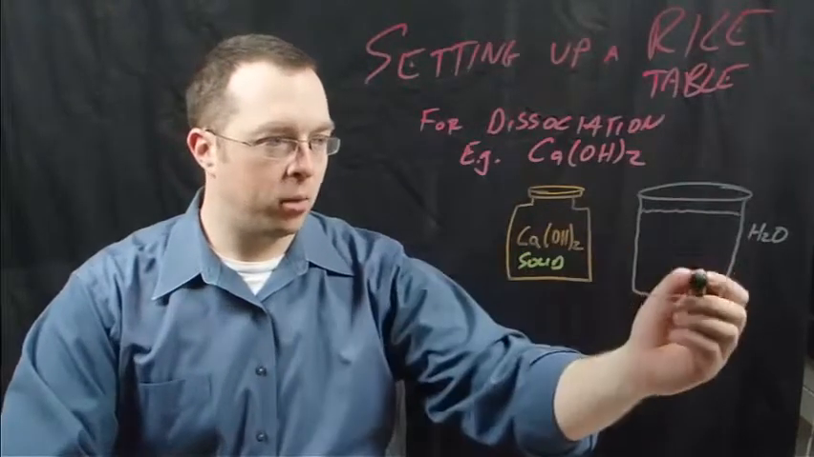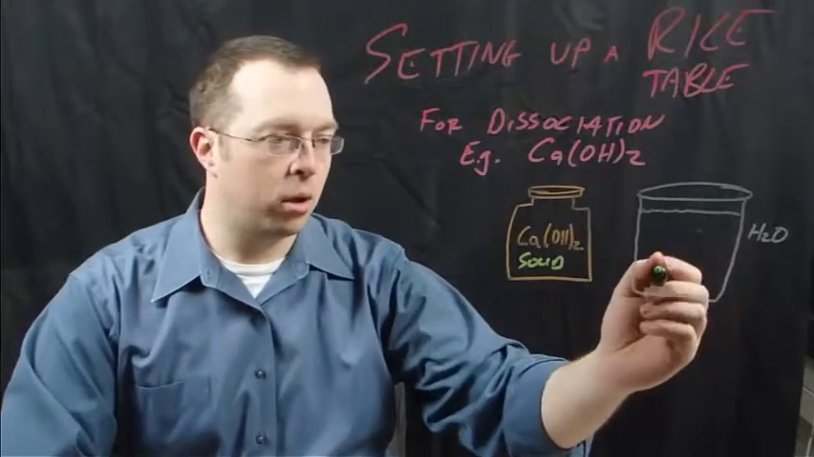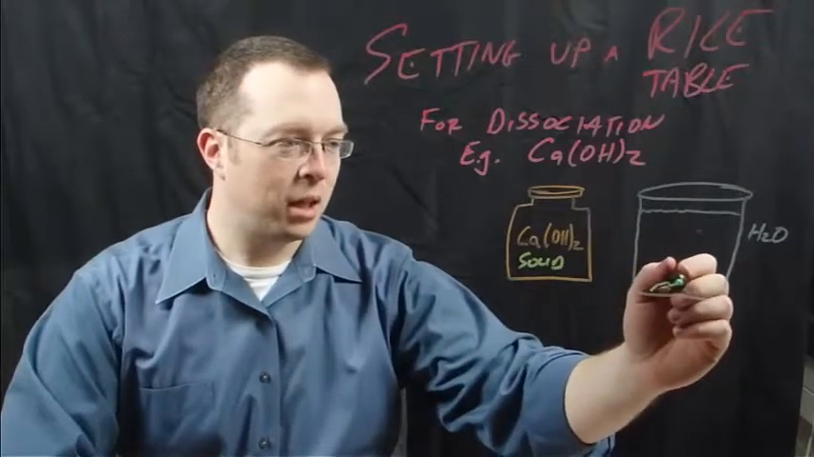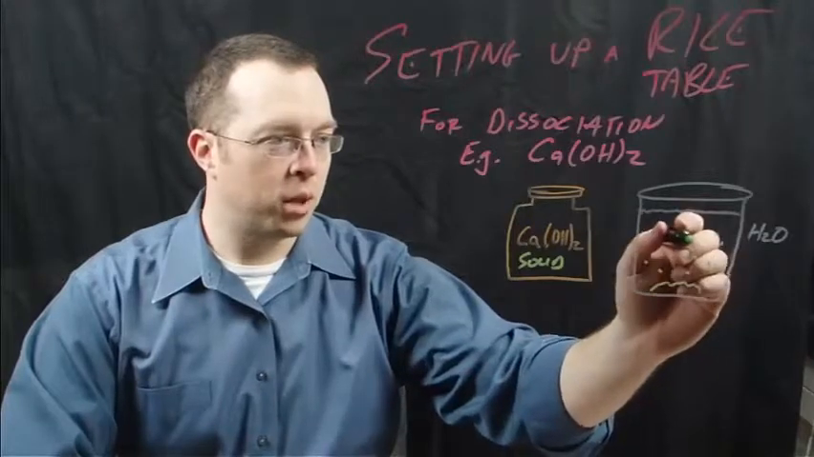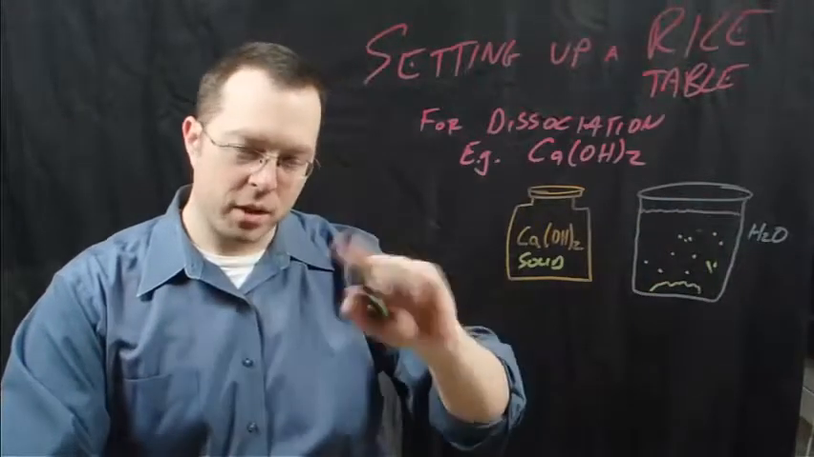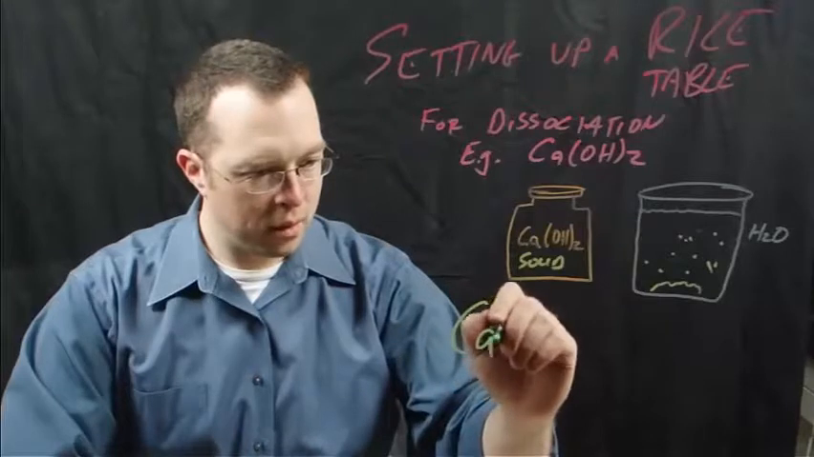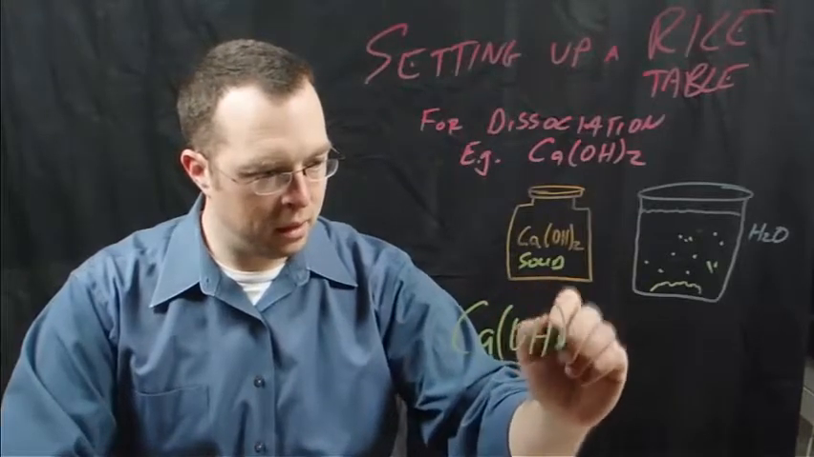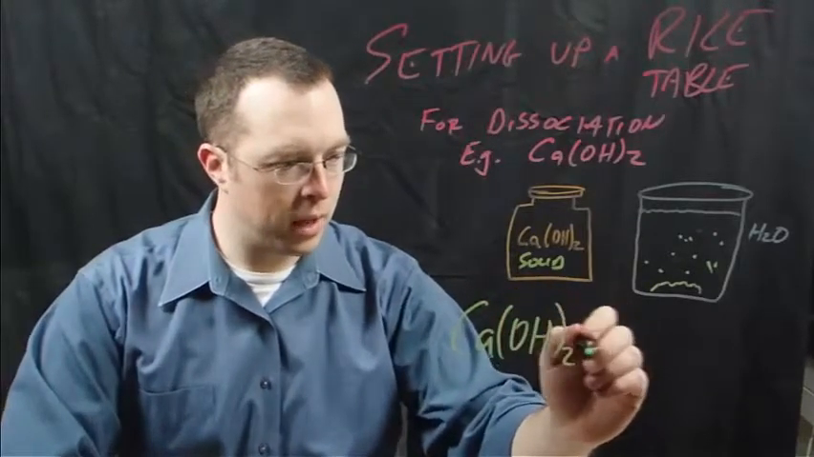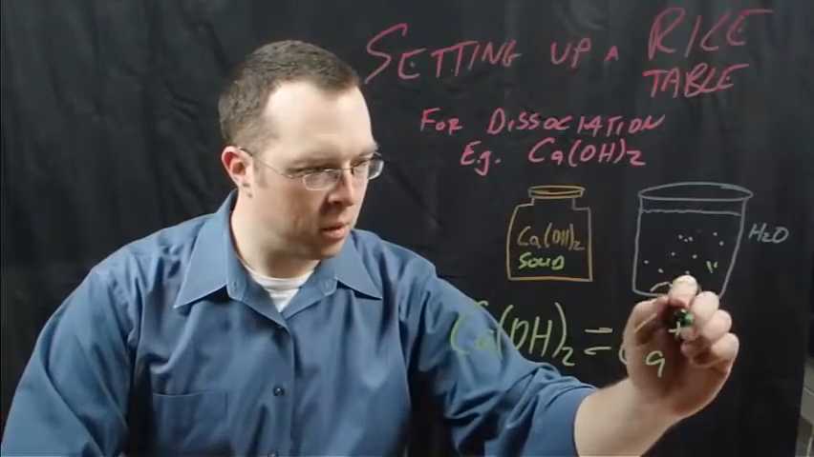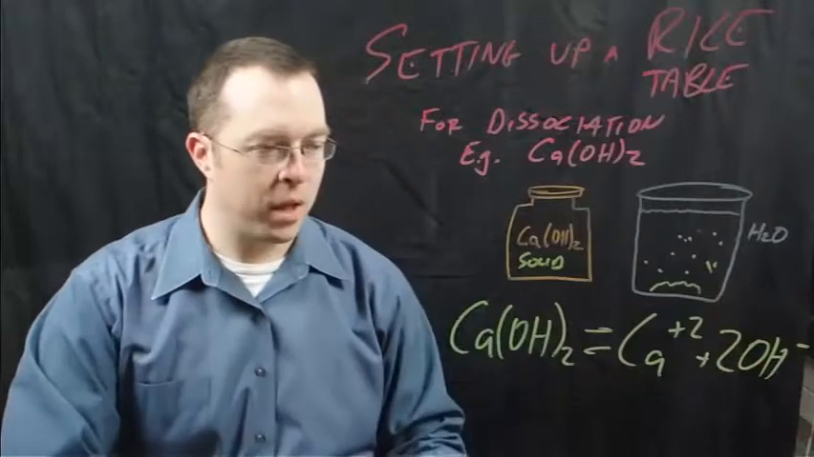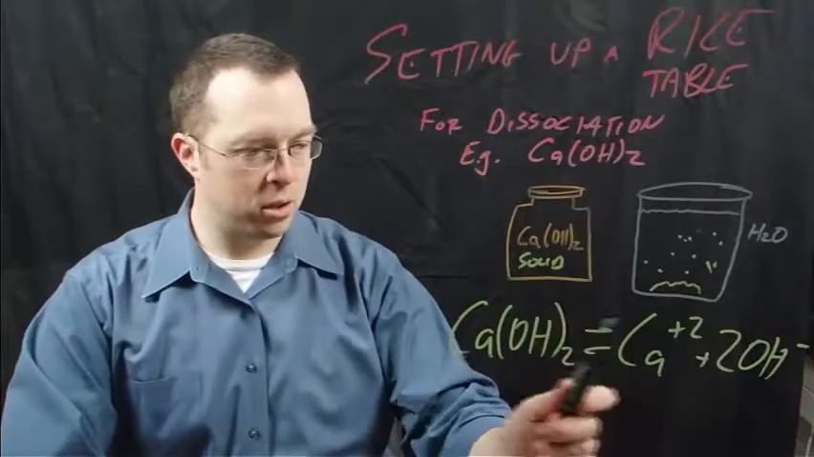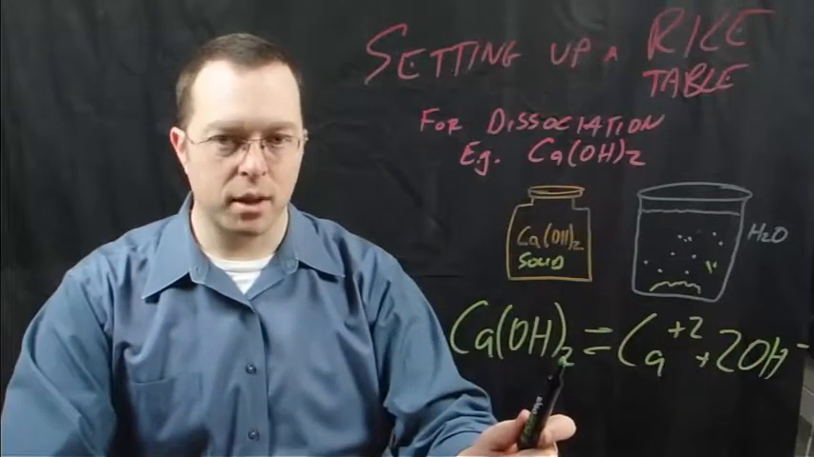And if we take it out and we dump it into a beaker of water, it doesn't all dissolve. A lot of it just lumps down on the bottom there. Some will split apart. And the question is, what does it split apart into? Well, the calcium hydroxide is going to split apart into the ions: calcium plus 2 and 2 hydroxides. I know the calcium takes a plus 2 because there are 2 hydroxides here.